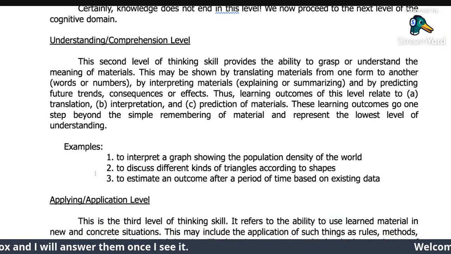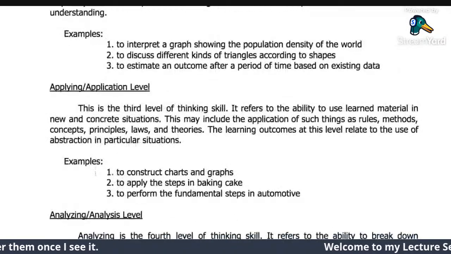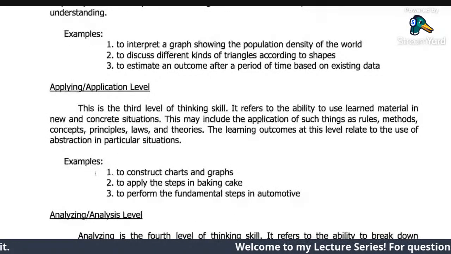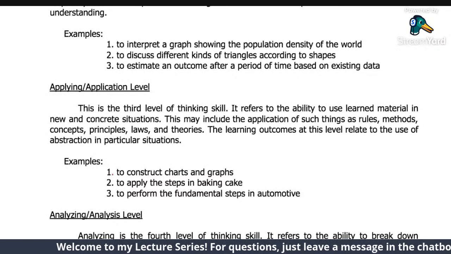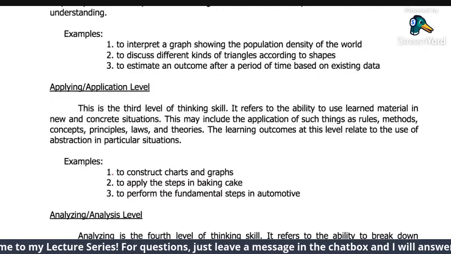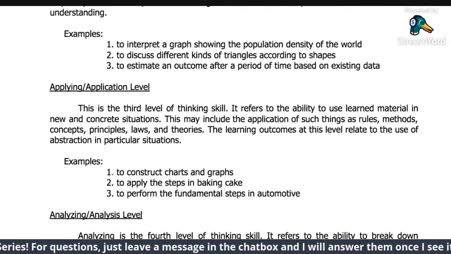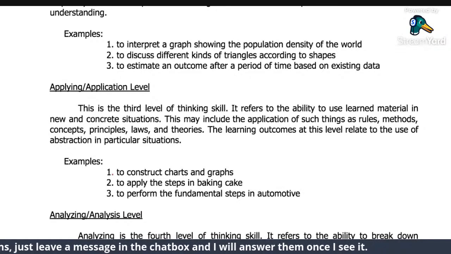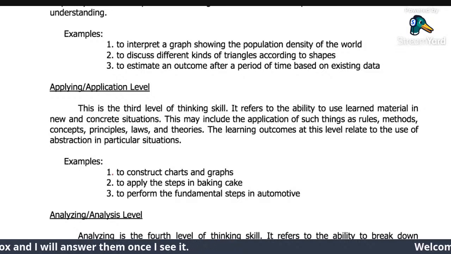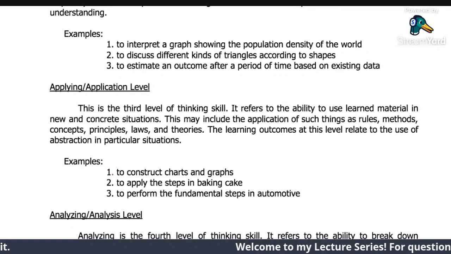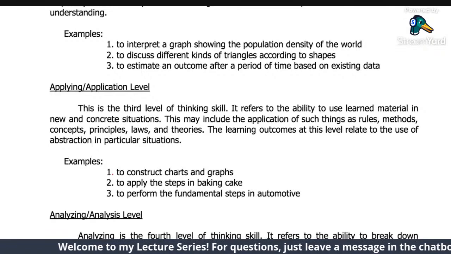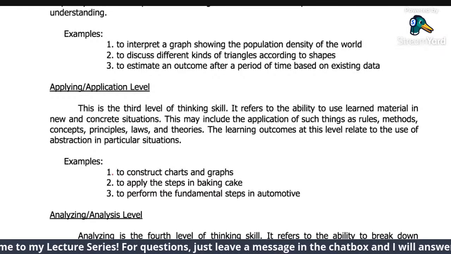Okay, then we have the third, which is applying. It refers to the ability to use learned material in new and concrete situations. This may include the application of things as rules, methods, concepts, principles, laws, and theories. The learning outcomes at this level relate to the use of abstraction in particular situations. So for example, construct charts and graphs. So you can now apply your knowledge on constructing charts and graphs.